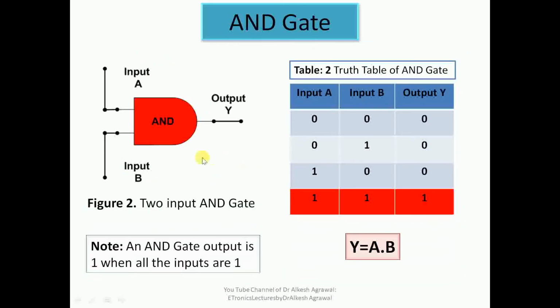Then we have an AND gate. This is the gate diagram of a two input AND gate. This is the truth table of the AND gate, which clearly shows that when all inputs are high, we get a high output. In all other conditions, we get a low output. This is the Boolean expression Y equals A and B. So an AND gate output is high when all the inputs are high.